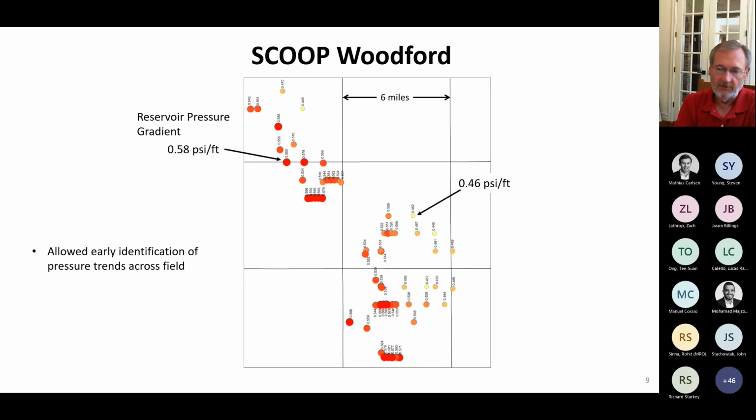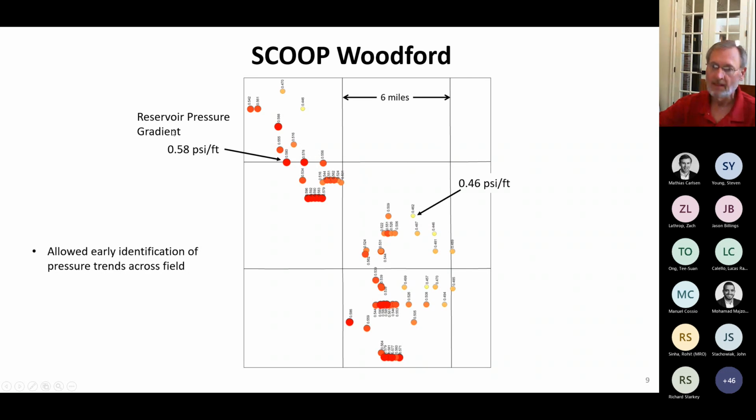One of the things we were able to do using this method was get an idea of how much the reservoir pressure varies across the field, because we could use this method on every well with no additional cost for bottom hole pressure gauges or any other instrumentation. And in this particular map of the SCOOP, each of these large squares is a township.